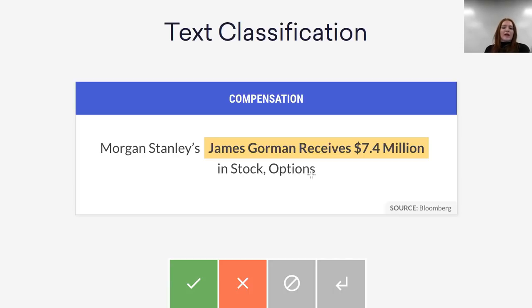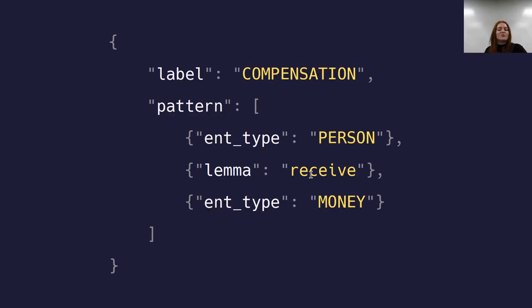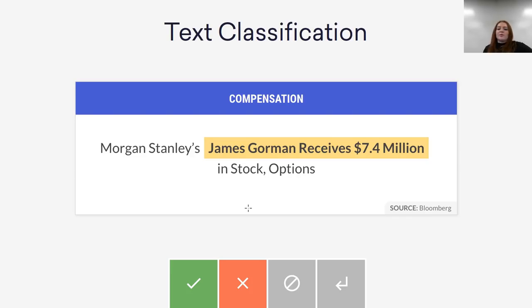This is just an idea. We haven't tried this in detail, but one possible pattern using token attributes we have available would be to look for an entity type person, followed by a token with the lemma receive, so received, receives, receiving, and followed by a token with the entity type money. And let's just look at what this pulls up. That's an idea. There are plenty of other possible patterns you can come up with. And the nice thing is we're going to be looking at them again in context. So they don't have to be perfect.